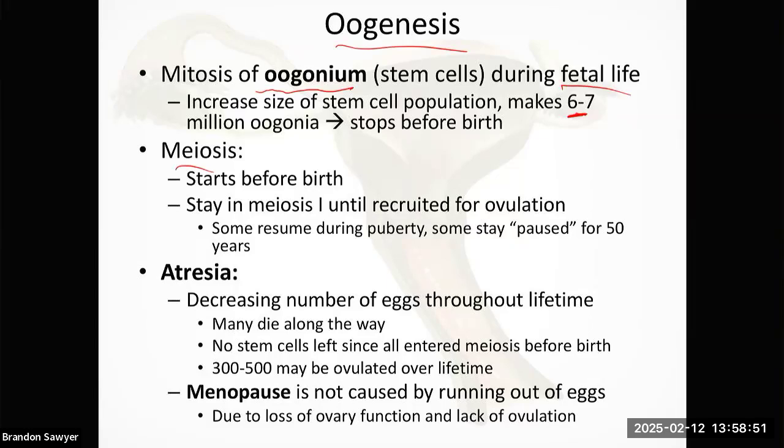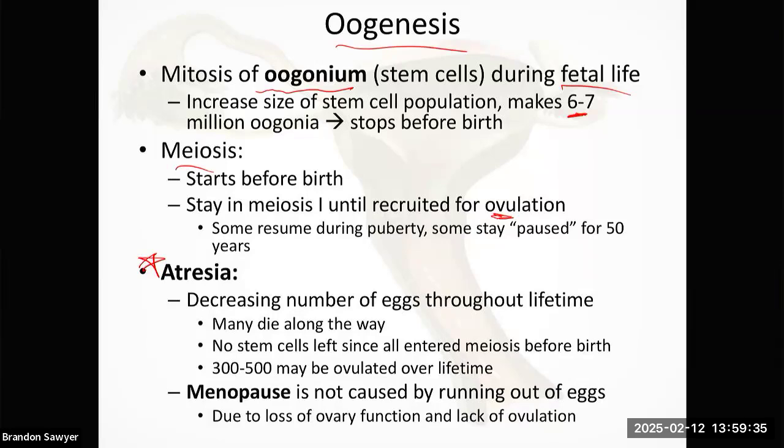Then these cells start the process of meiosis. That starts before birth, but they pretty much get stuck in meiosis 1 until they become recruited for ovulation later on. Some of this resumes during puberty, but some will stay paused for 50 years or more. Some actually never progress before menopause occurs. This idea that women are not making more eggs throughout their lifetime is known as atresia. The number of eggs is slowly dropping, because you're only developing new eggs during fetal development, and each ovulation is one less egg that you have.